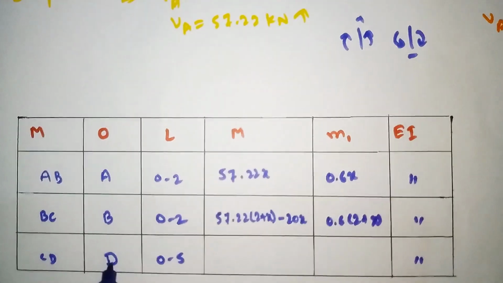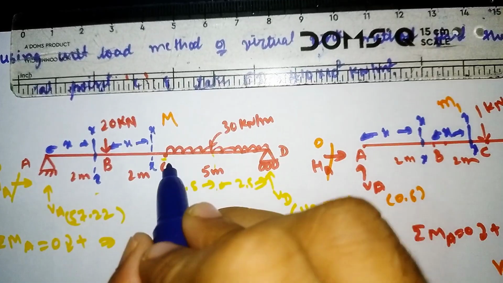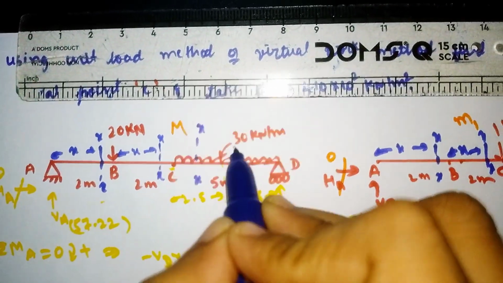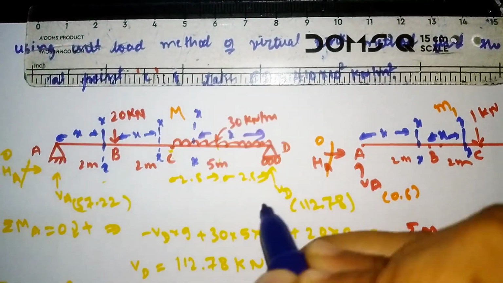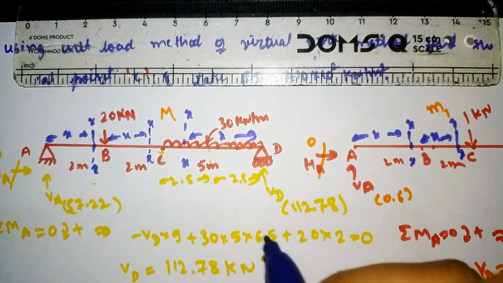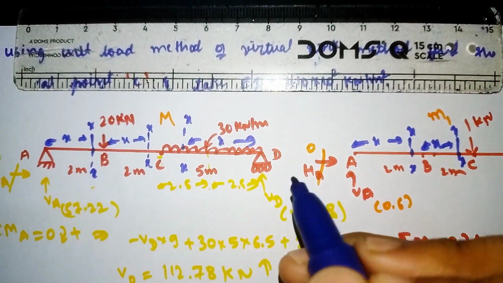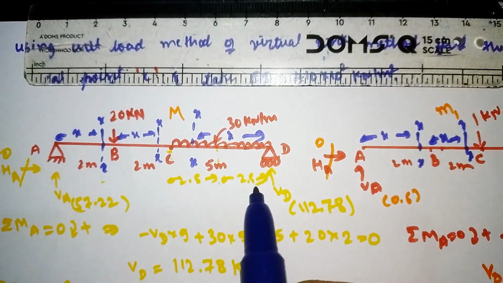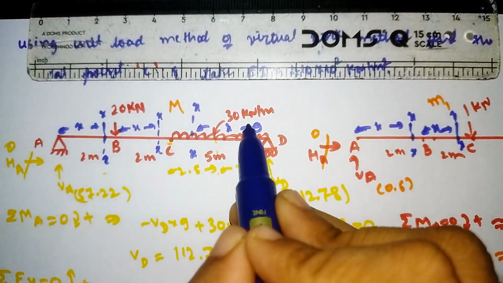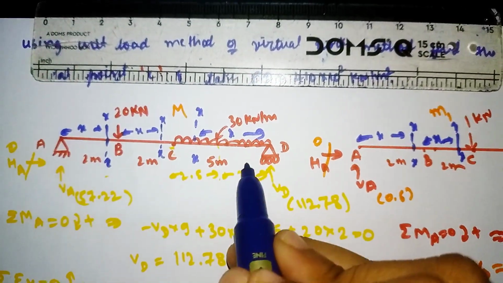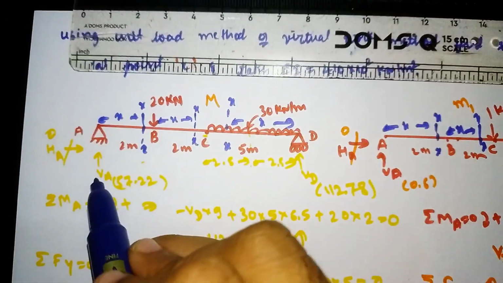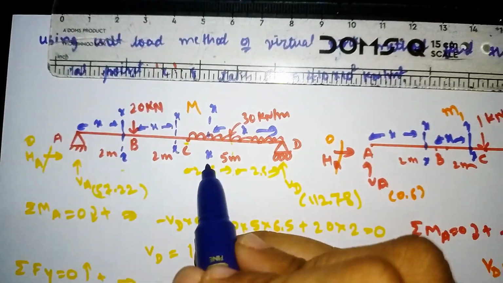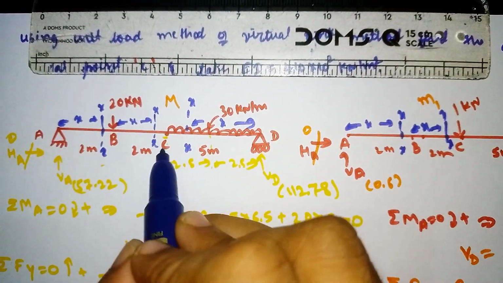For CD, I have taken the origin as D. So our section will come like this at a distance of x, and now we need to solve from here to here. Why I have taken origin as D: here we have only two loads, VD and the UDL, so we can easily solve. If you take the origin as C, then our section will come here, and we need to calculate for this load, this load, and this one also from this side. For easy calculation, I have taken origin as D.